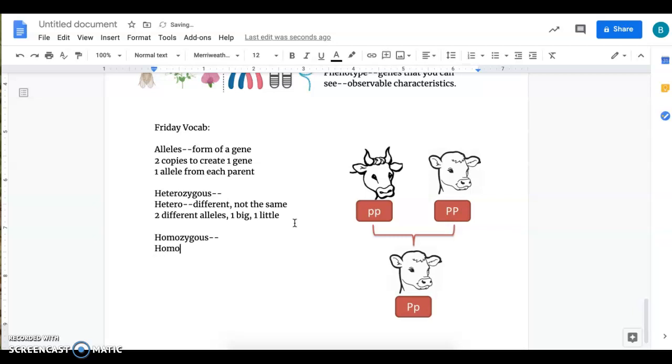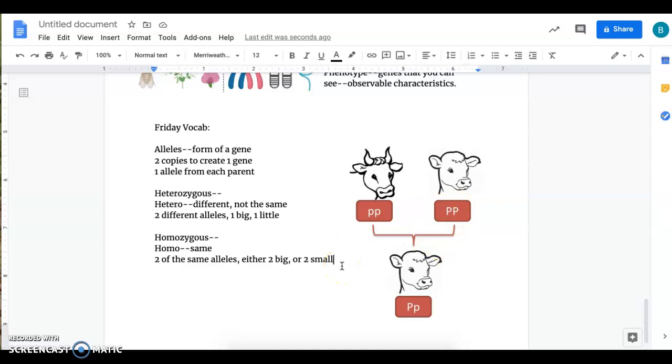Okay, the prefix homo means same. Okay, so 2 of the same alleles. So either 2 big or 2 small. All right, in this case, we're looking at these 2 sets of alleles. So this allele combination is homozygous because it is the same. I have 2 lowercase p's. Same thing with this one. Okay, it's homozygous because you have 2 of the same, 2 big, 2 uppercase p's.